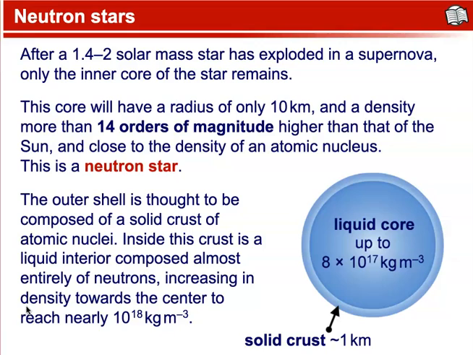The outer shell is thought to be composed of a solid crust of atomic nuclei. Inside this crust is a liquid interior composed almost entirely of neutrons, increasing in density towards the center to reach nearly 10 to the 18th kilograms per cubic meter.